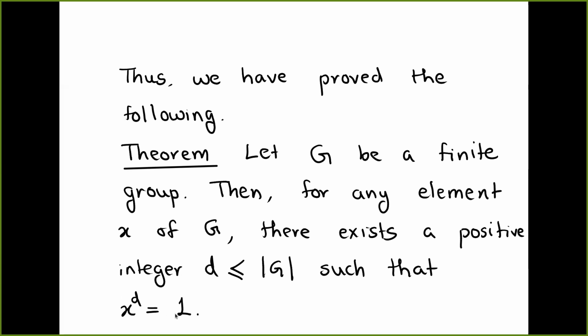All I'm saying here is that for one particular element x, there is an integer d which depends on that element, such that x to the power d is equal to 1. Okay, so that's all we are saying for now.